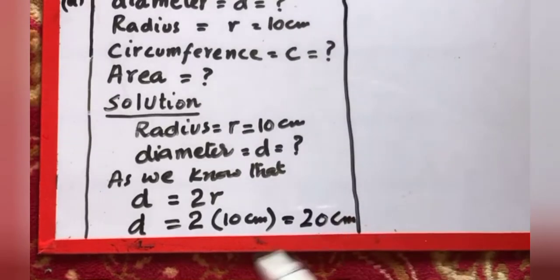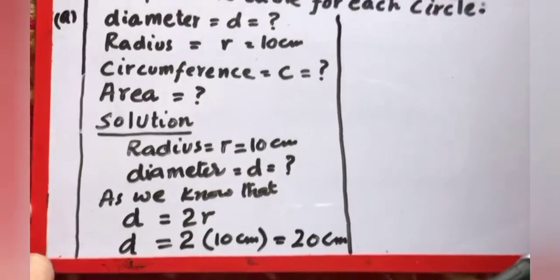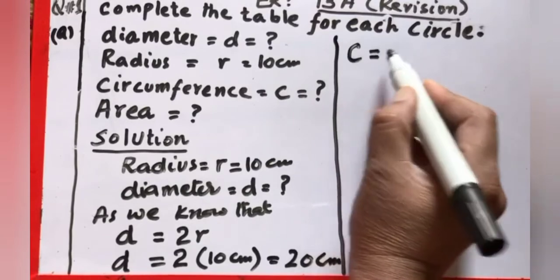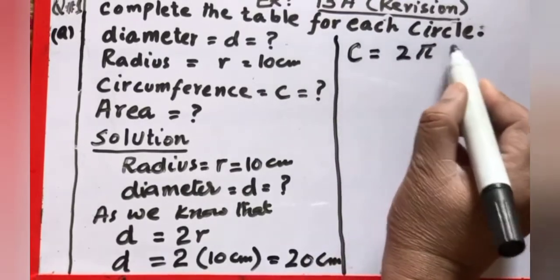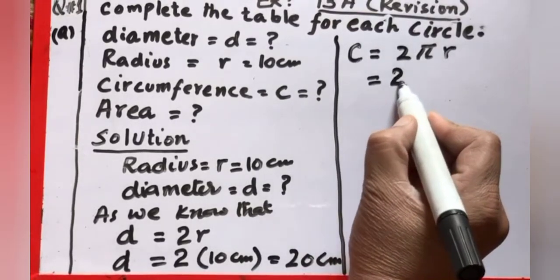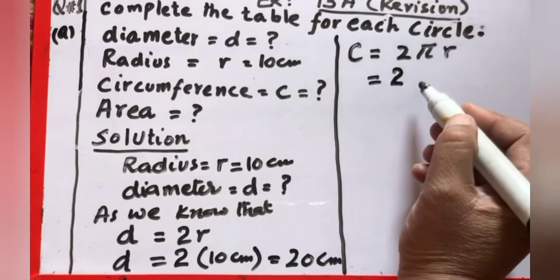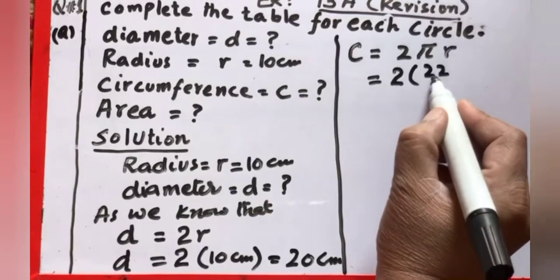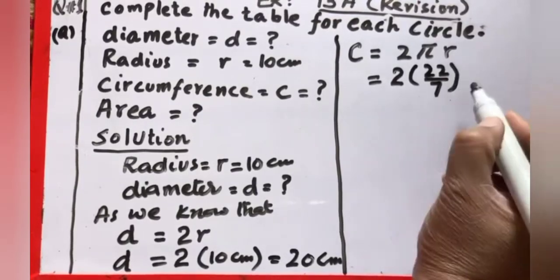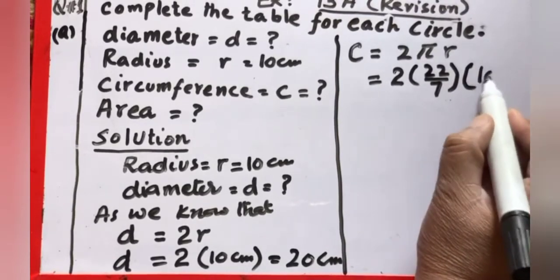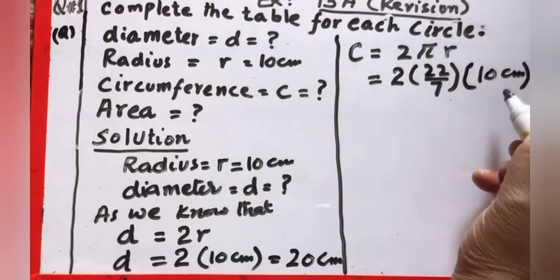Now we are going to find the circumference of a circle. The circumference of a circle, which is represented by c, has the formula 2 pi r. By putting the value, 2 is a constant number and pi is a relation between the diameter and the circumference of a circle, whose value is 22 by 7, which is a fixed value of pi, and we will put here the value of radius, which is 10 centimeter, given in the question.